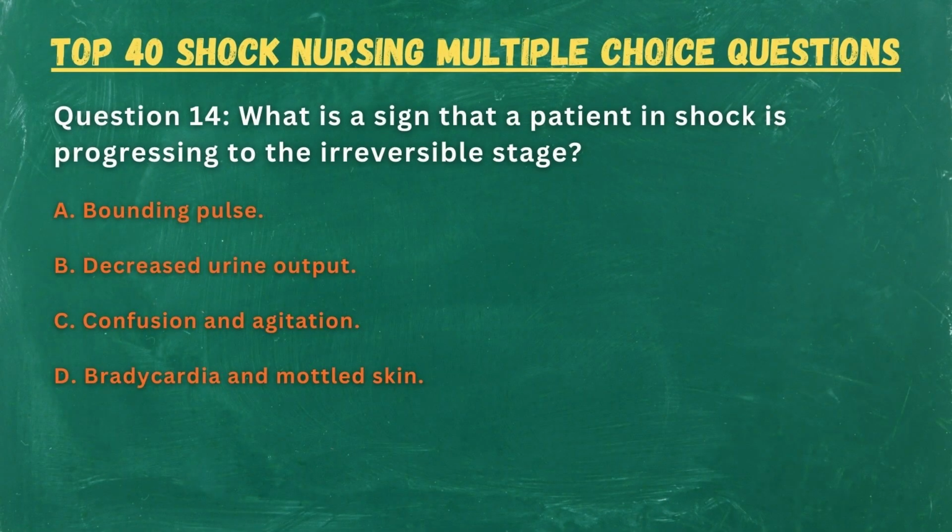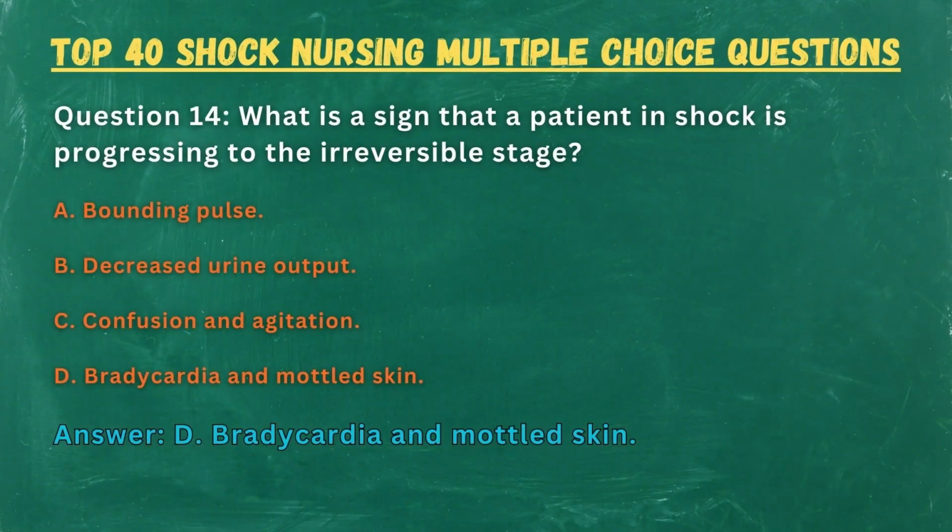Question 14. What is a sign that a patient in shock is progressing to the irreversible stage? A. Bounding pulse. B. Decreased urine output. C. Confusion and agitation. D. Bradycardia and mottled skin. Answer: D. Bradycardia and mottled skin.